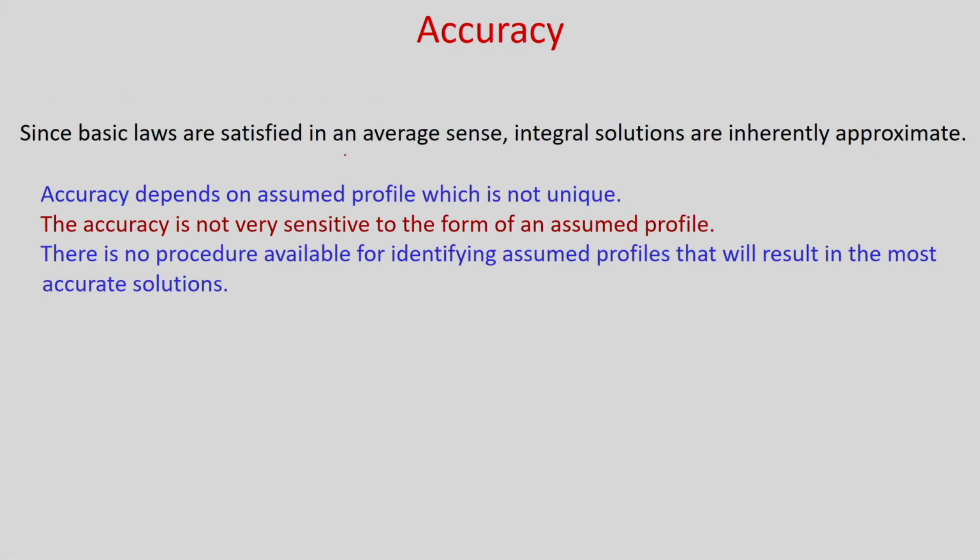Since basic laws are satisfied in an average sense, integral solutions are inherently approximate. Accuracy depends on assumed profile which is not unique. The accuracy is not very sensitive to the form of an assumed profile, and there is no procedure available for identifying assumed profiles that will result in the most accurate solution.